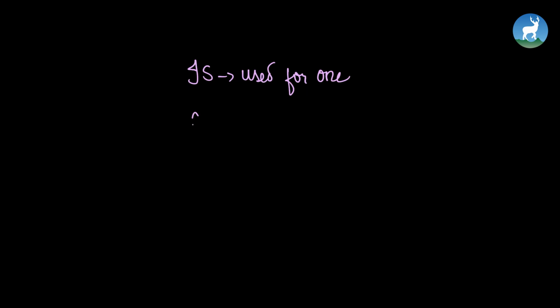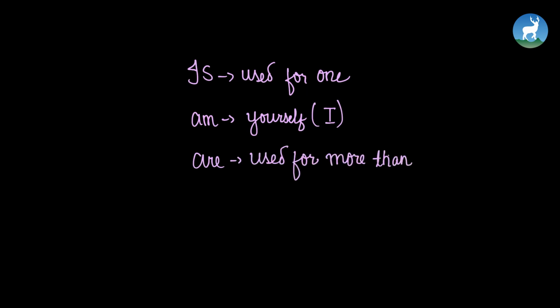So what you guys have to remember is "is" is used for one. "Am" is used for yourself. It is always used with the personal pronoun I. And "are" is used for more than one. This is what you have to remember when you're using is, am, and are in your sentence.